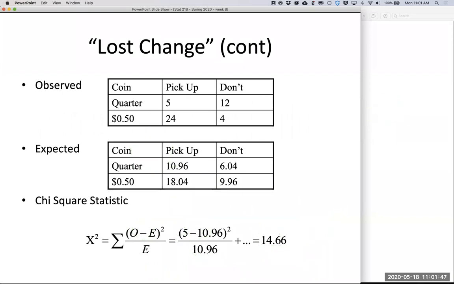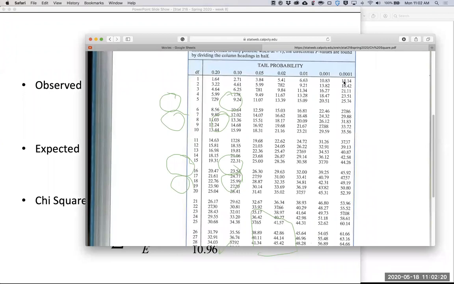So I've got my sum of observed minus expected squared over expected. I've got the first cell, upper left, 5 minus 10.96 squared over 10.96, and then plus upper right, lower left, and lower right. I've got a chi-square value of 14.66. Again, with our 1 degree of freedom, we could figure out then our p-value, 1 degree of freedom, top row. 14.66 is somewhere in the range from 10.83 to 15.14. So that's where my chi-square value is.